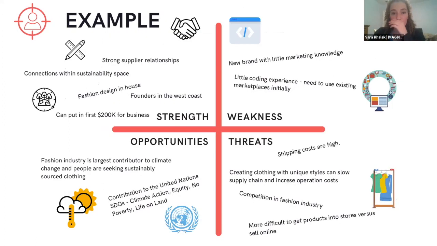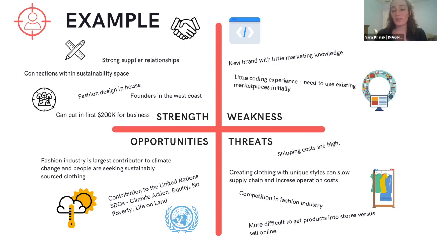So an example of that. Let's look at a fashion company that's focused on sustainable clothing. Let's just say Adriana and I are a team, and we're evaluating what our SWOT is. So our strengths are we have strong supplier relationships. We have connections within the sustainability space. That means that we're able to manufacture sustainable clothing and also obtain it from a raw material source that is also ethical. We can do fashion design in-house. We are founders on the West Coast, and we can put in our first 200K for the business.